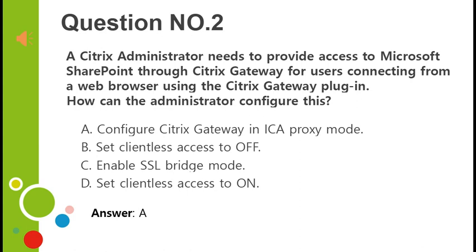A Citrix administrator needs to provide access to Microsoft SharePoint through Citrix Gateway for users connecting from a web browser using the Citrix Gateway plugin. How can the administrator configure this? A. Configure Citrix Gateway in ICA proxy mode. B. Set clientless access to off. C. Enable SSL bridge mode. D. Set clientless access to on. Answer: A.